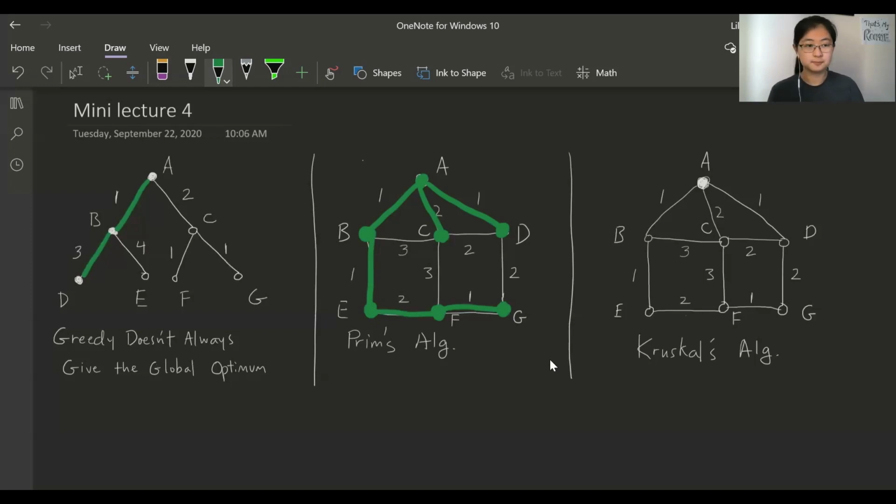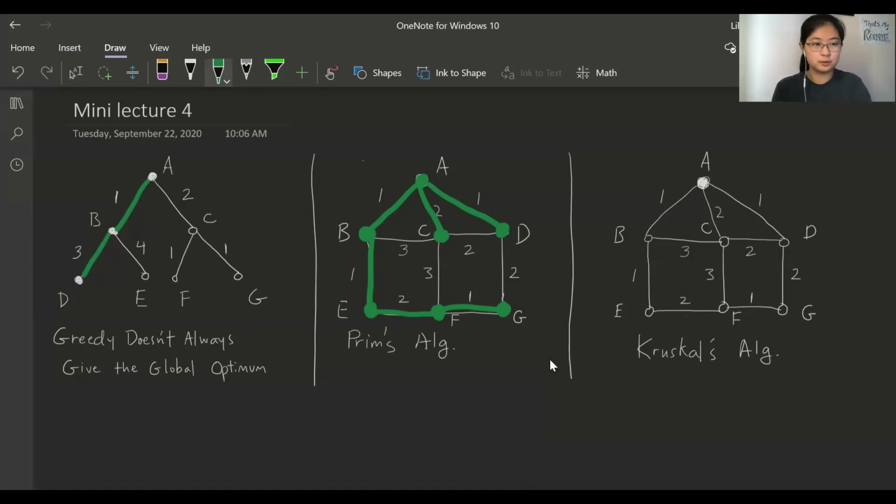To actually implement this, we will need a priority queue with priority determined by these edge weights and a tracker on whether each vertex has been explored or visited. Okay, we won't go too much into the implementation. So now let's talk about Kruskal's.